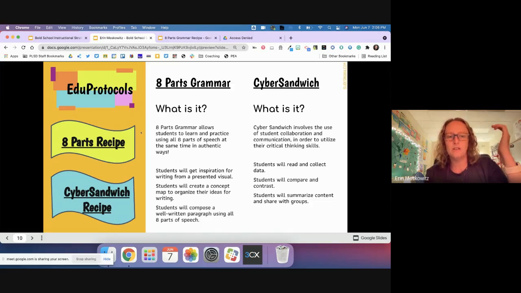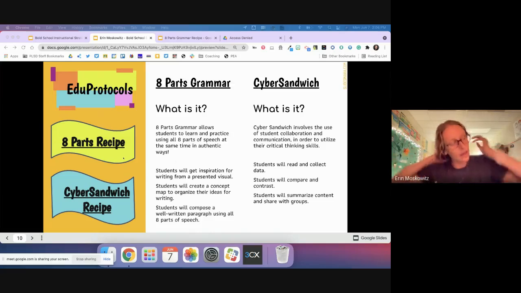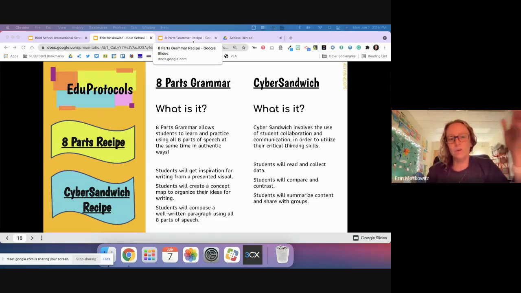Students will get inspiration for writing from a presented visual. So you can make this fun. You could show a picture, you could show a meme, you could show a GIF, and that's like their inspiration of what they're going to write a paragraph about. Then they create a concept map to organize their ideas for writing. And then after they create their concept map, they'll write a well-written paragraph using all 8 parts of speech. So rather than just passing out the hamburger graphic organizer, they're able to create their own concept map before they write their paragraph.